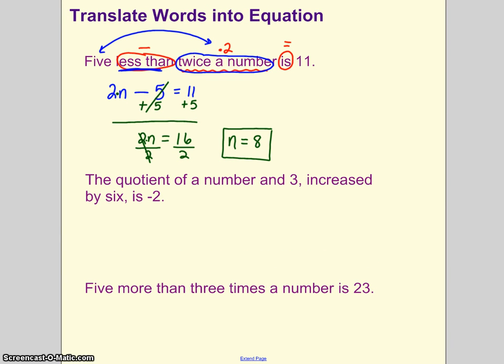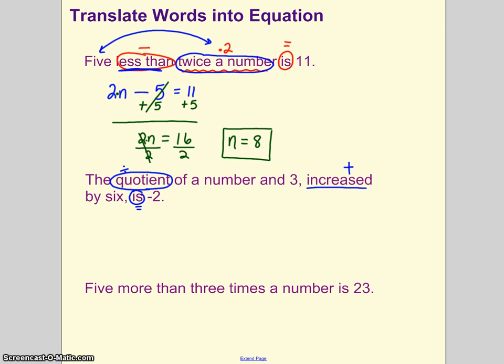Alright, next sentence. The quotient of a number and 3. So quotient, that's our operation. Anytime you guys see quotient, that will be division. So we need to know that quotient is division. Increased by 6. If you're going to increase by 6, you're going to add 6 to something, so we have addition. Here's our equal sign is negative 2.